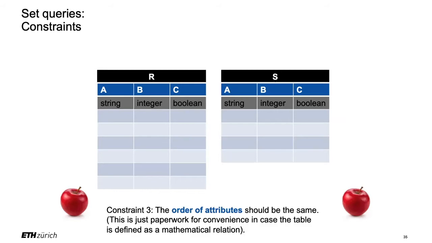So the reason I'm saying that is going to be just for the purpose of drawing the tables on my screen, right? When I draw the tables on my screen, if it's in the same order, it's going to be easier to draw the union without confusing you. But again, this is just paperwork because we saw in maps, the order of attributes doesn't matter. So this is kind of a fake constraint.